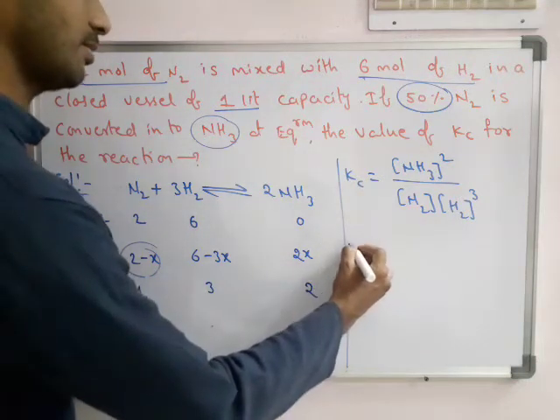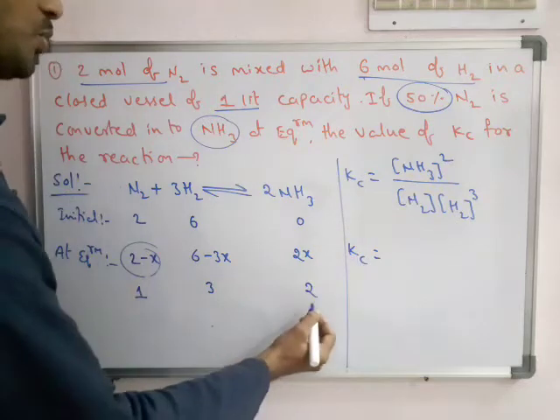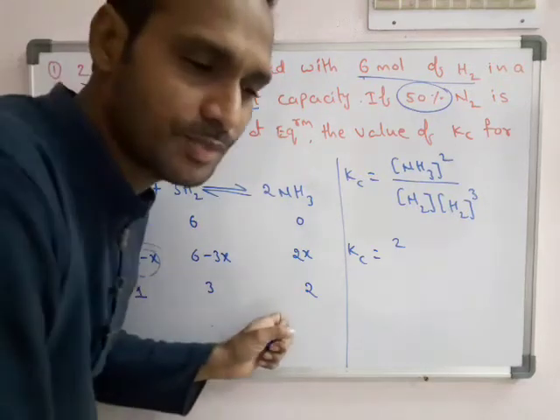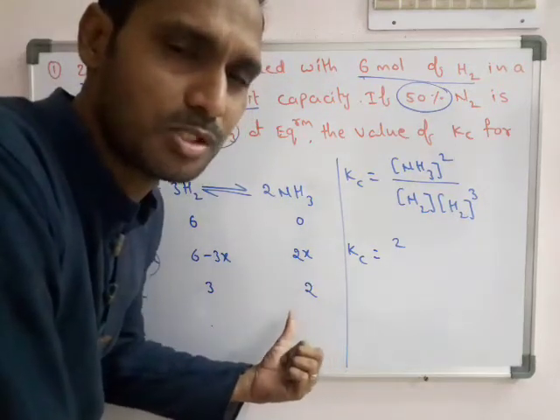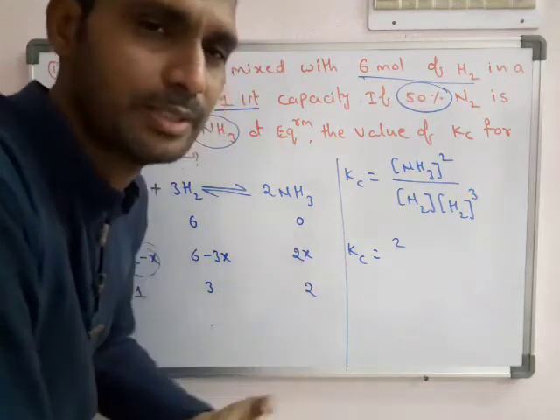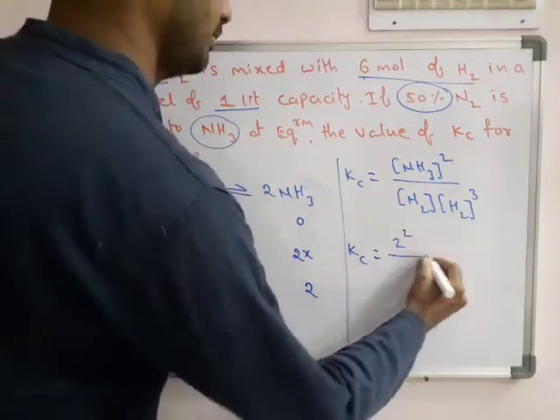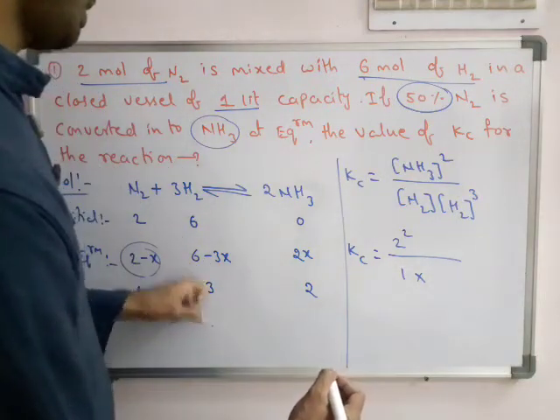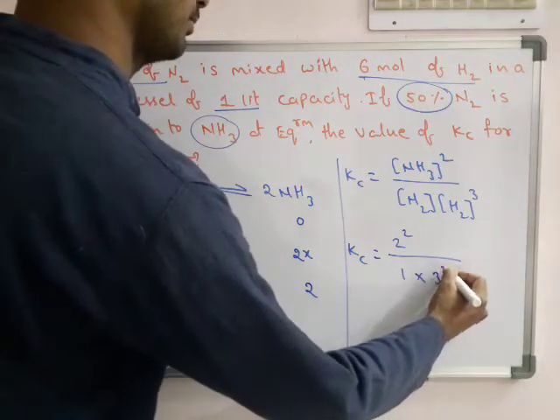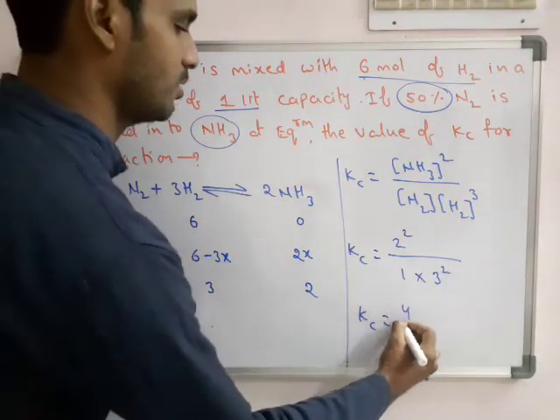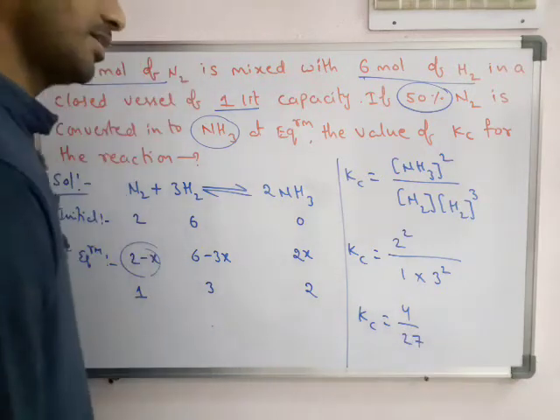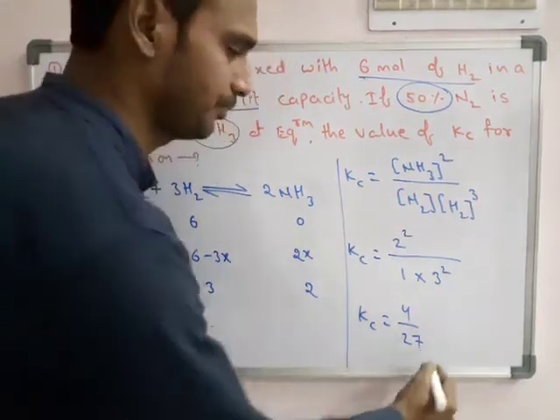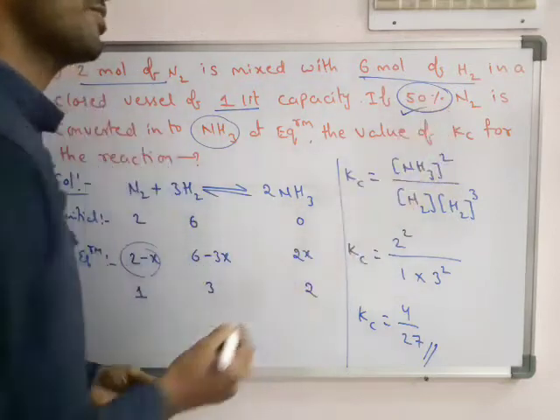Now substituting this, NH3 squared, so NH3 is 2. It's actually the number of moles; concentration is moles per liter, so we take moles per volume. 2 by volume 1 liter, so there is no problem. So 2 squared by N2, which is 1, and H2 is 3 cubed. So the Kc is equal to 4 by 27. Actually the options are given in terms of 4 by 27. But just finding the 50% is the important part.